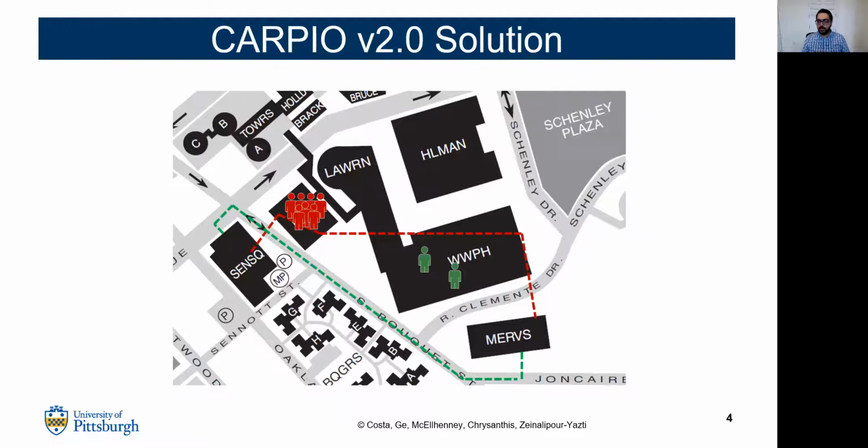So the idea is that we have COVID-19 right now. We want to avoid this event, the congested building. So our CAPRIO version 2.0 system is going to recommend a new path that avoids the congested area and provides an accessible path.